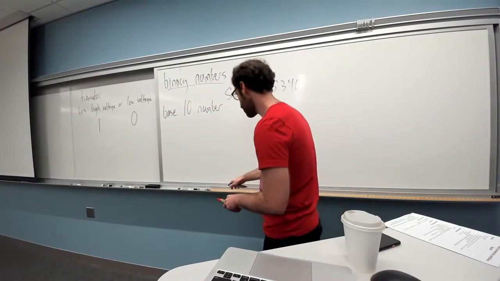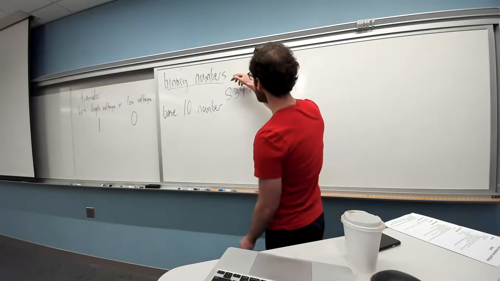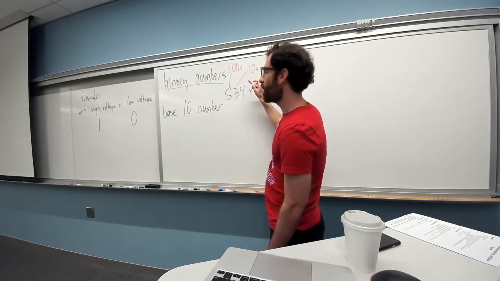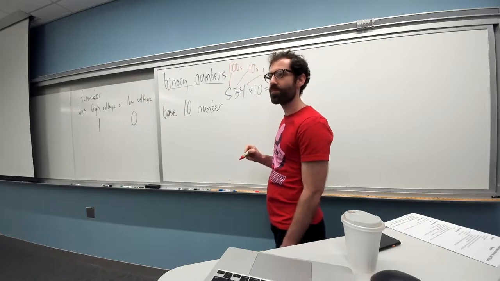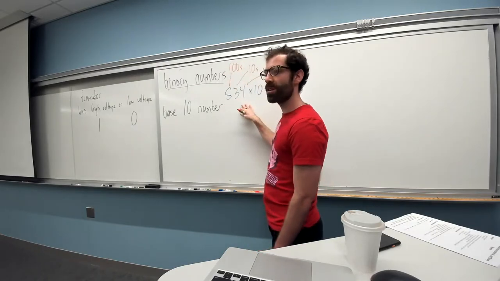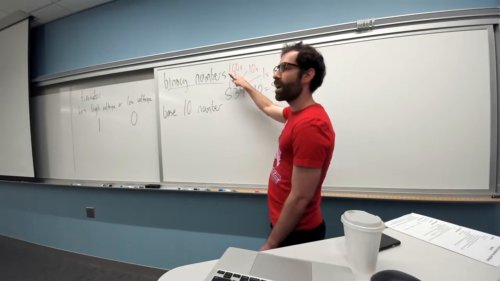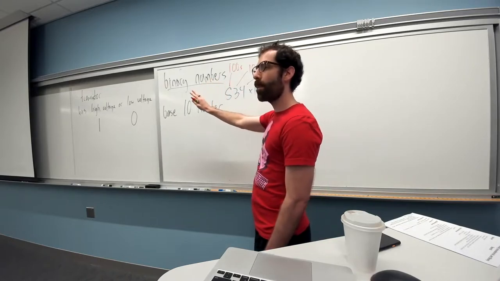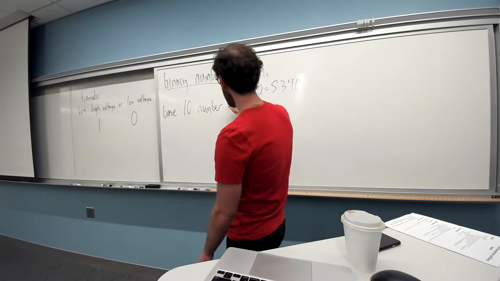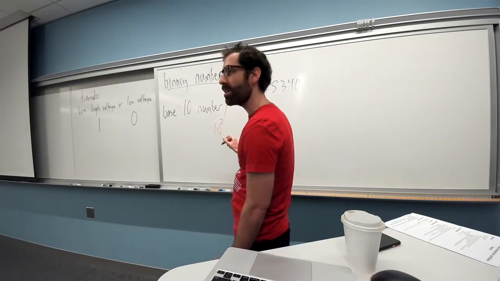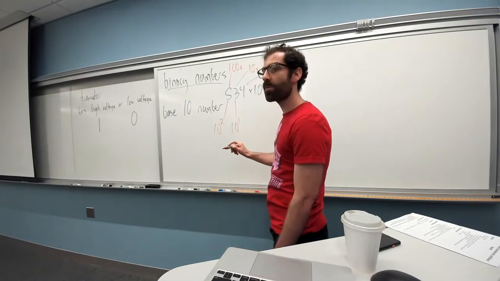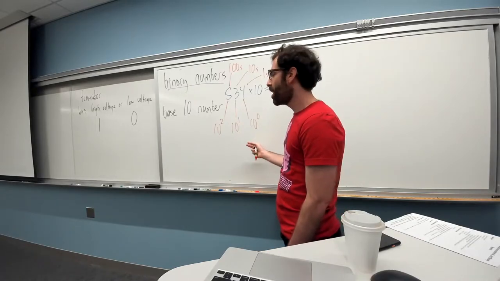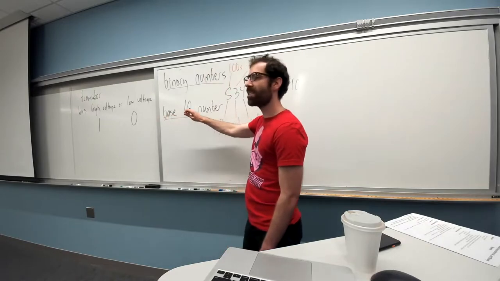I'm getting at here. If we look at 534, this means that we have 5 100s, we have 3 10s, and we have 4 1s. And all those together give us our number 534. But I can rewrite each of these, hundreds place, tens place, ones place, as powers of 10. I can say this is the 10 squared place, this is the 10 to the first place, this is the 10 to the zero place, because 10 to the zero is 1. And so that's where we get the term base 10.